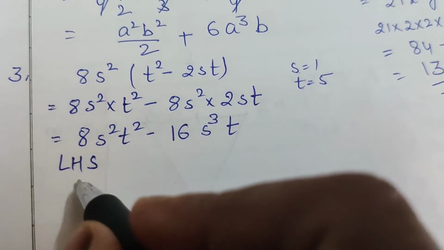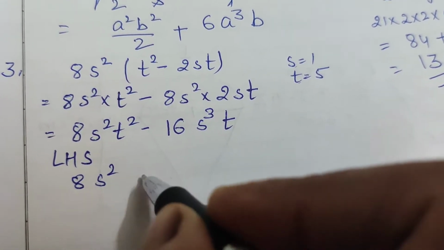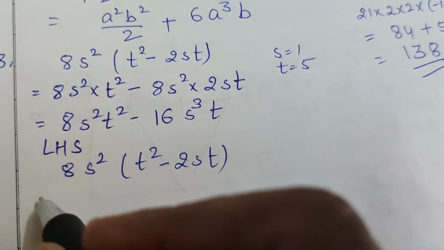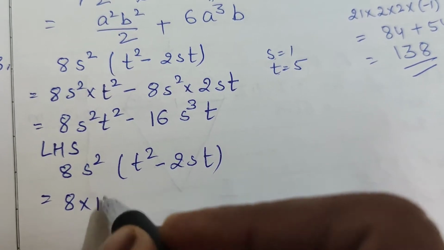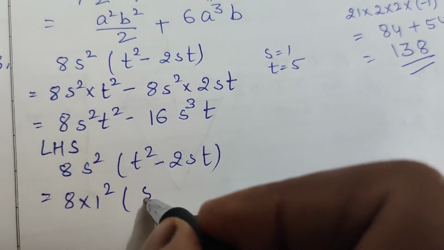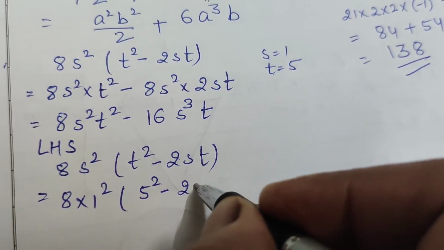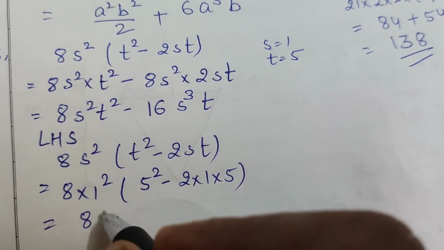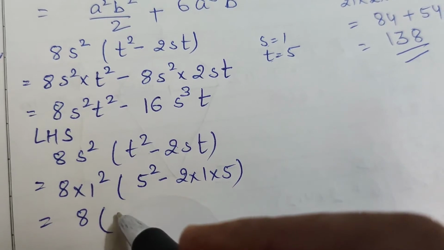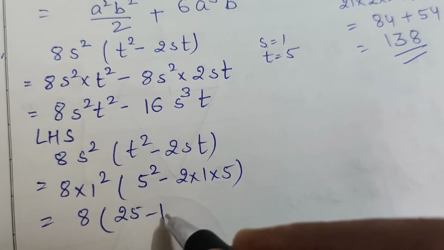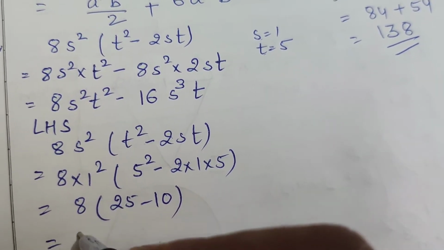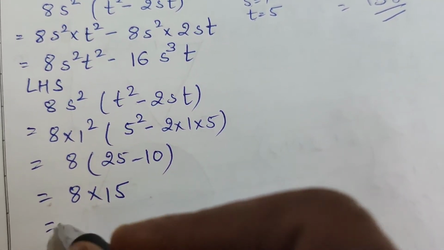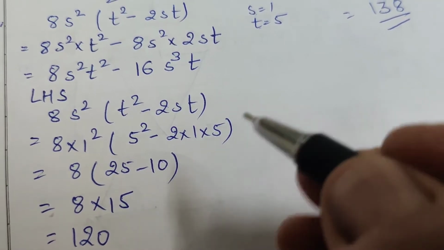In LHS, it is 8s square t square minus 2st. 8 into 1 square, t square is 5 square, minus 2 into 1 into 5. Now 8 times 25 minus 10. 25 minus 10 is 15. 15 times 8 is 120. Now RHS.